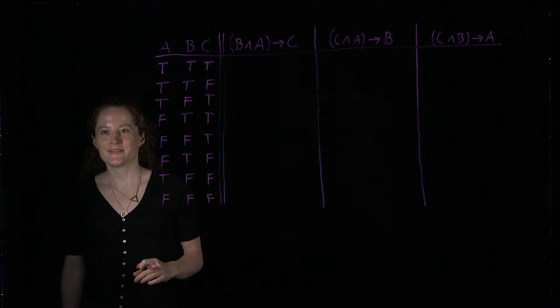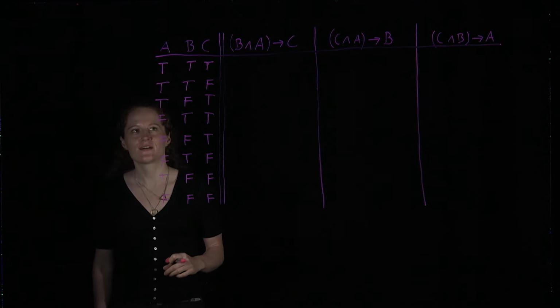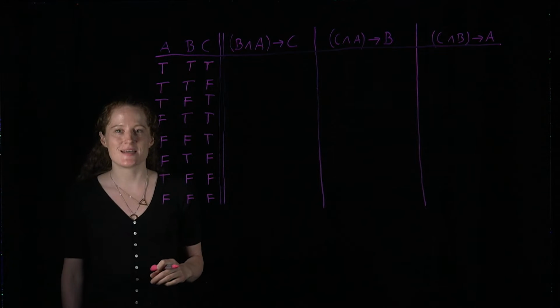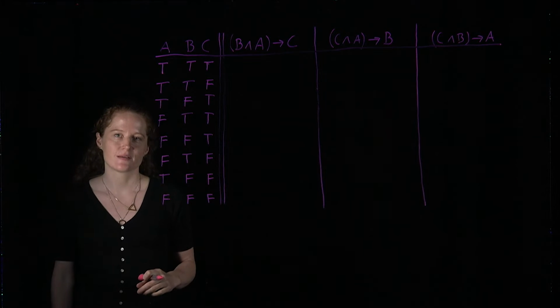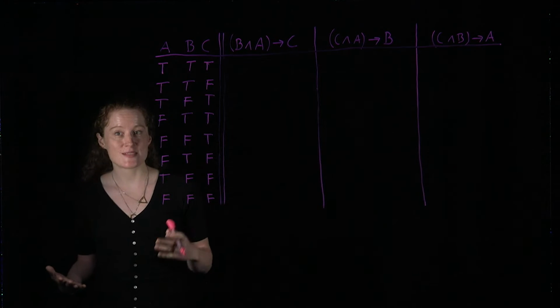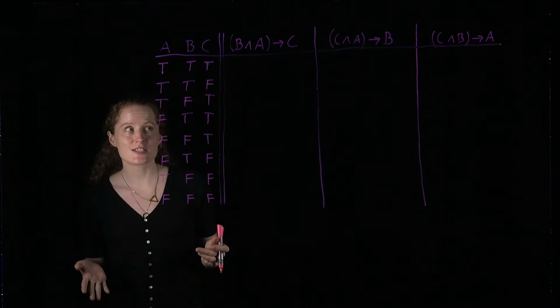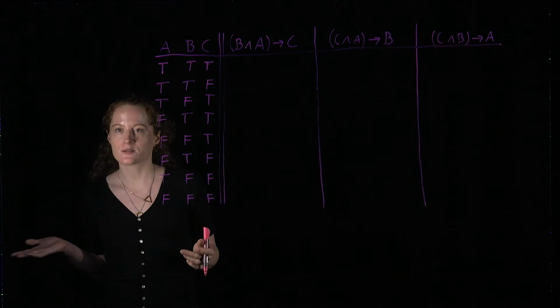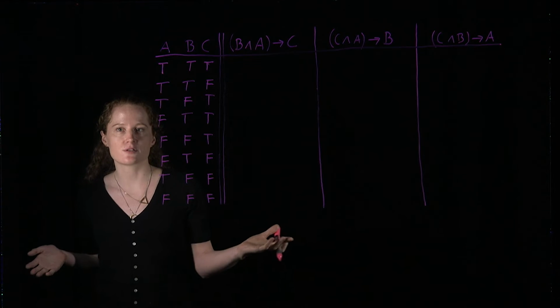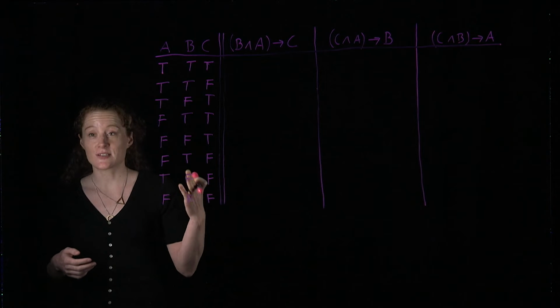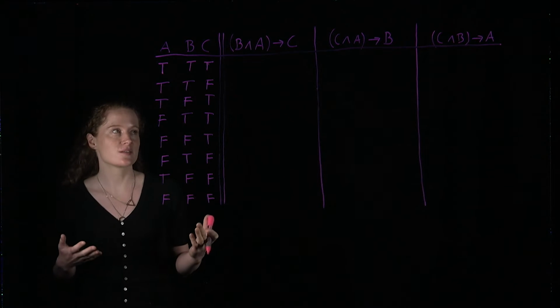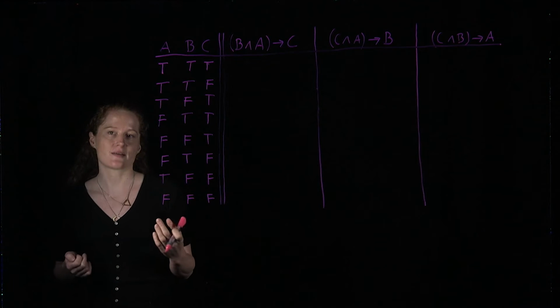Let's see how we can use truth tables to figure out whether given premises entail a certain conclusion. We said that given premises entail a conclusion if and only if every evaluation that makes all premises true also makes the conclusion true. So we need to construct the joint truth table in order to figure out whether this is in fact the case.